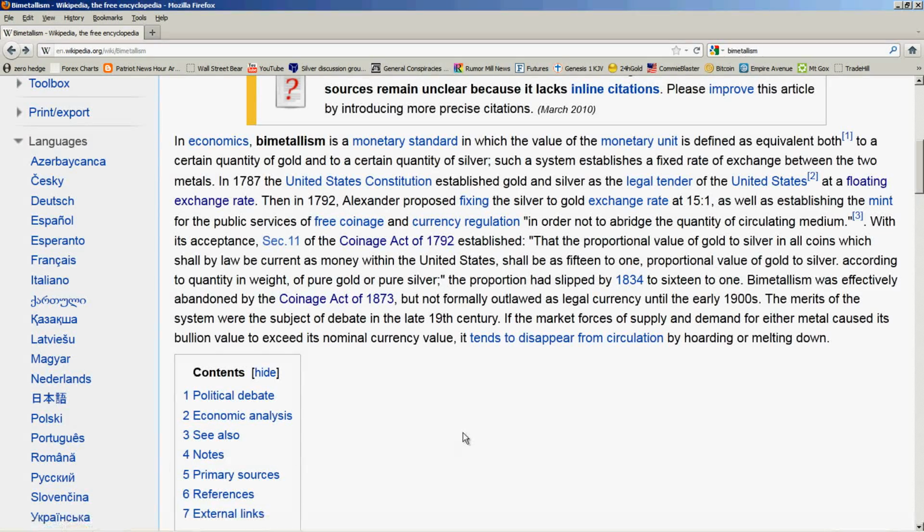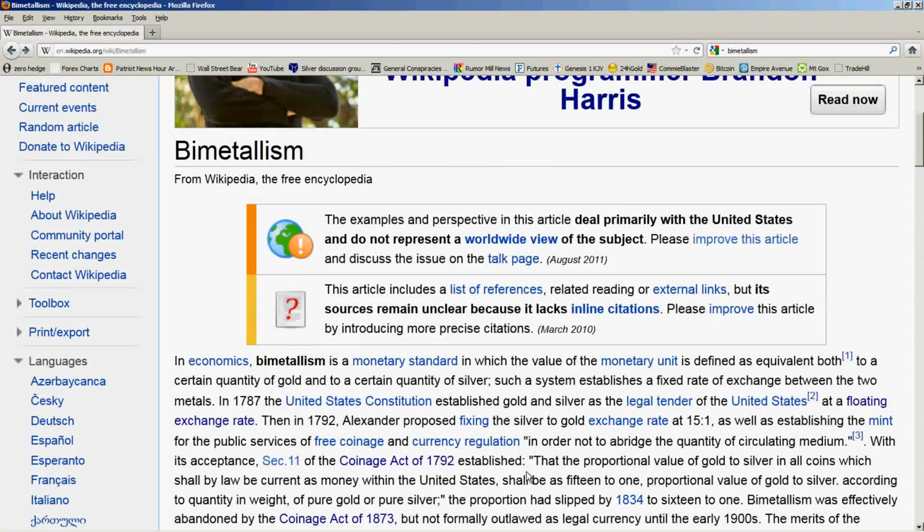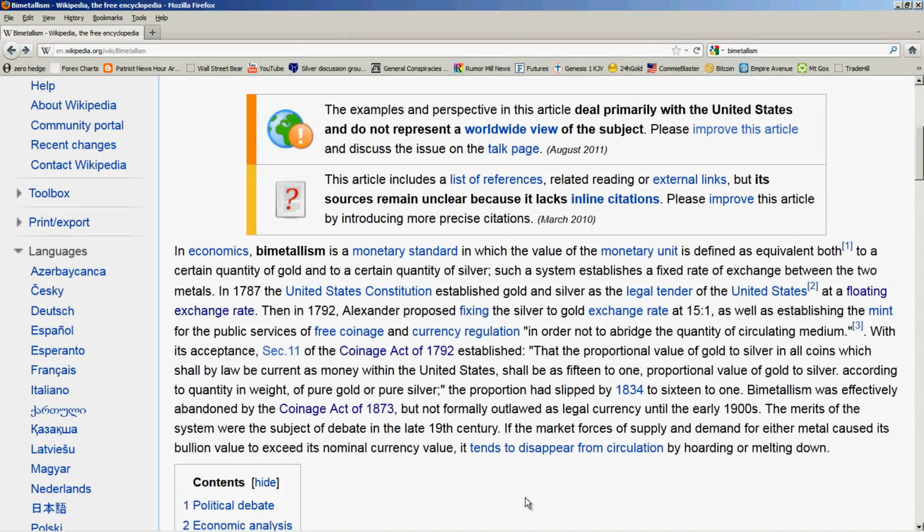So this scheme, which I do believe was originally instituted by the British, and a lot of people would argue that Alexander Hamilton was actually a British agent. I don't know if that's true or not. But you can see the course of destruction, and this is just a small snippet.